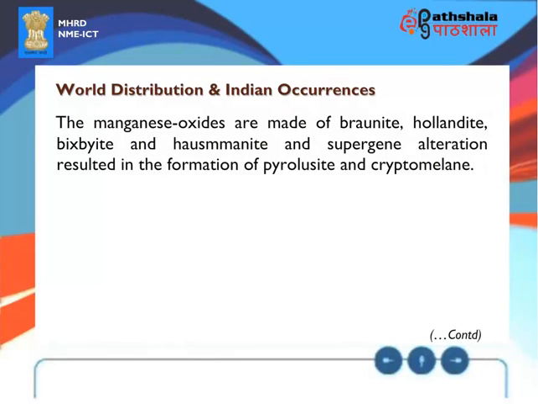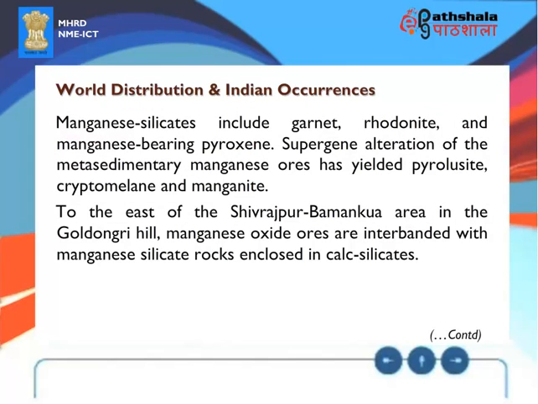The manganese oxides are made of braunite, hollandite, bixbyite, and hausmannite, and supergene alteration resulted in the formation of pyrolusite and cryptomelane. Manganese silicates include garnet, rhodonite, and manganese-bearing pyroxene. Supergene alteration of the metasedimentary manganese ores has yielded pyrolusite, cryptomelane, and manganite.